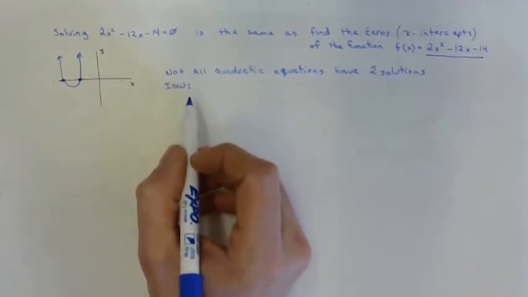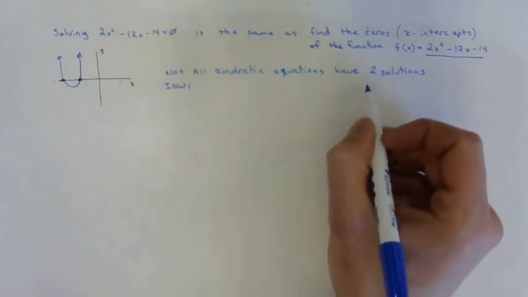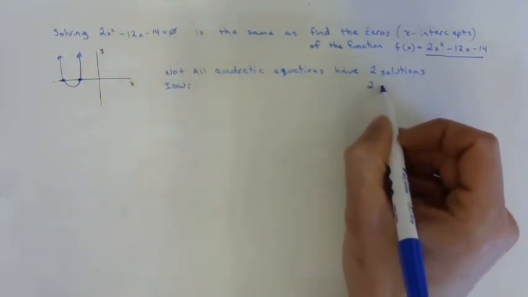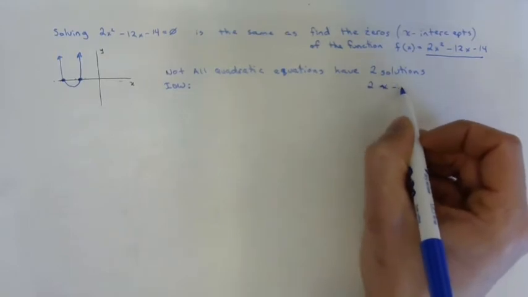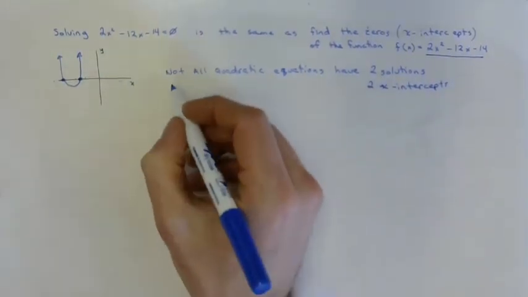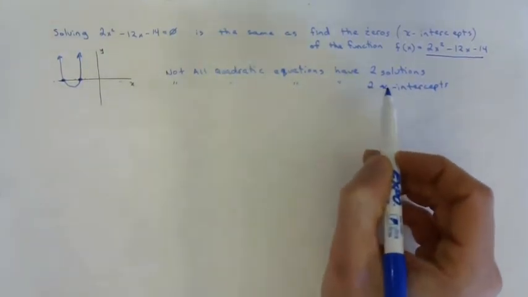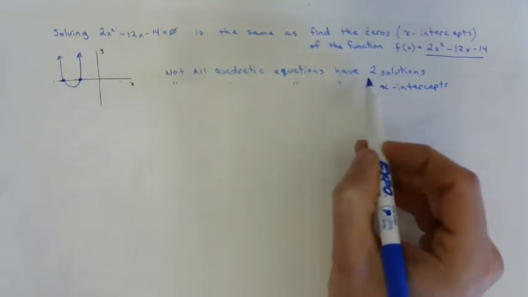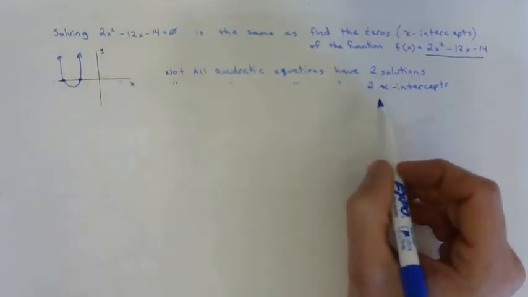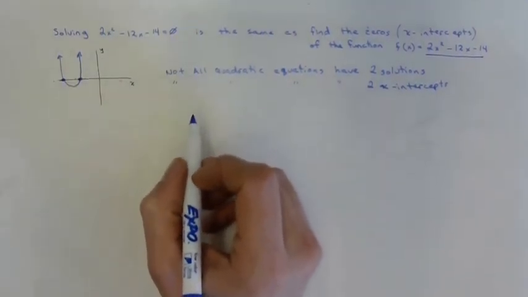In other words, not all quadratic equations have two what? No, x-intercepts. They don't all have two x-intercepts. You don't need to write "in other words," you can use these little symbols. They say same, same, same. Not all quadratic equations have two solutions. Not all quadratic equations have two x-intercepts. Not all parabolas cross the x-axis two times. Simply doesn't happen. So what are the options?